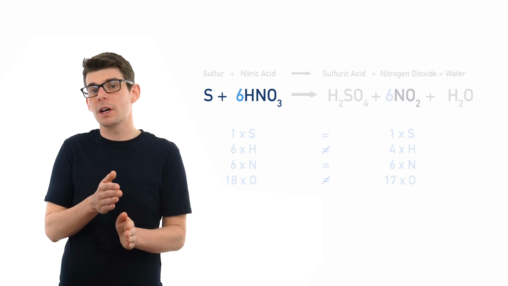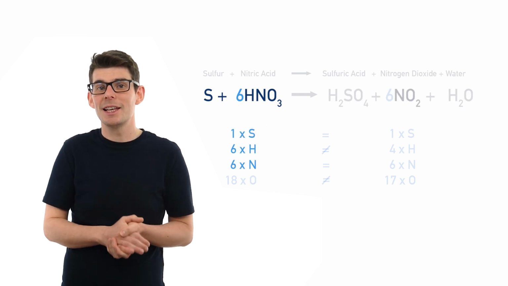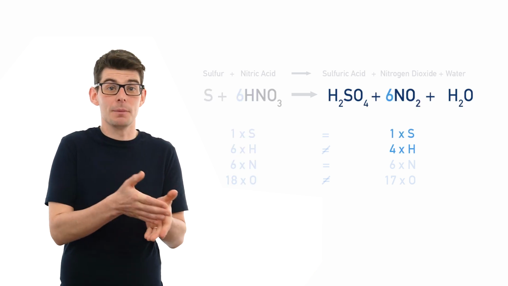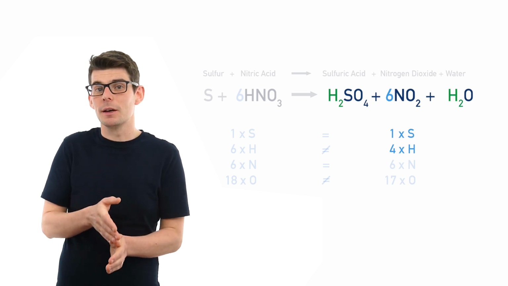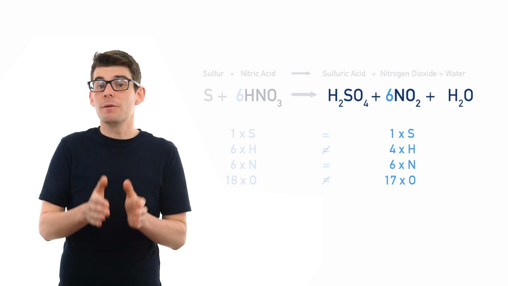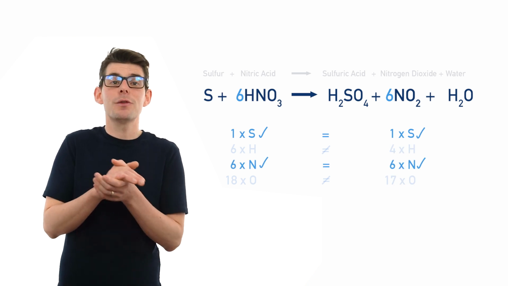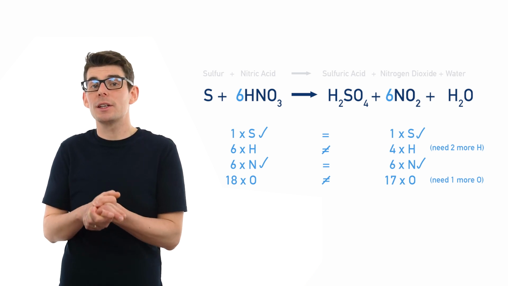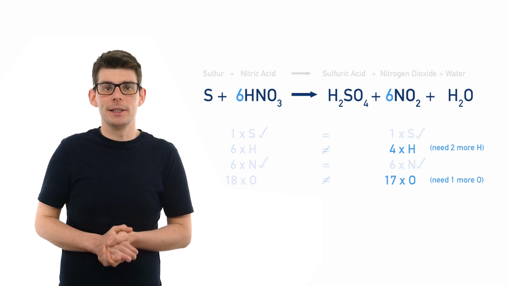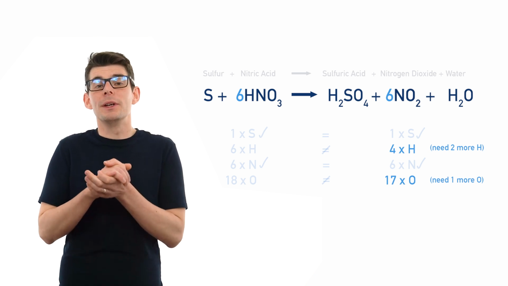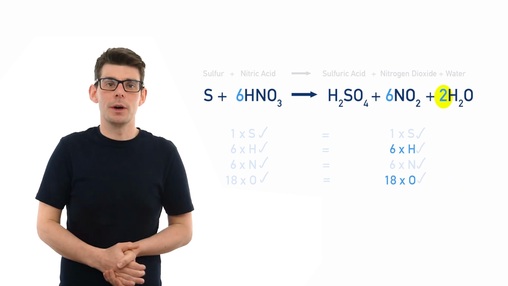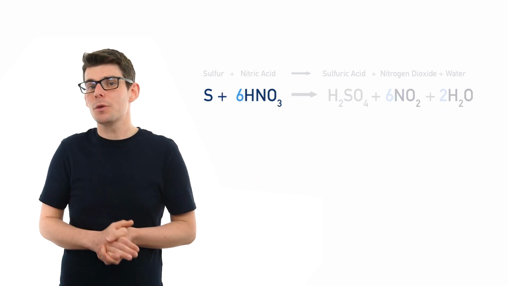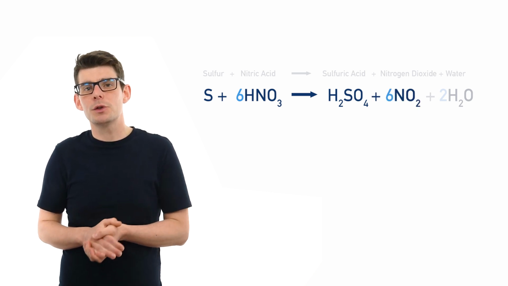On the left, 1 times S, 6 times H, 6 times N, 18 times O. On the right, 1 times S, 4 times H from H2SO4 and H2O, 6 times N, 17 times O. The sulfurs cancel, the nitrogens cancel, and 4 of the hydrogens and 17 of the oxygens cancel, leaving 2H and 1 O short on the right-hand side. This can simply be addressed by forming 2H2O instead of 1H2O. Now giving S plus 6HNO3 to H2SO4 plus 6NO2 plus 2H2O.